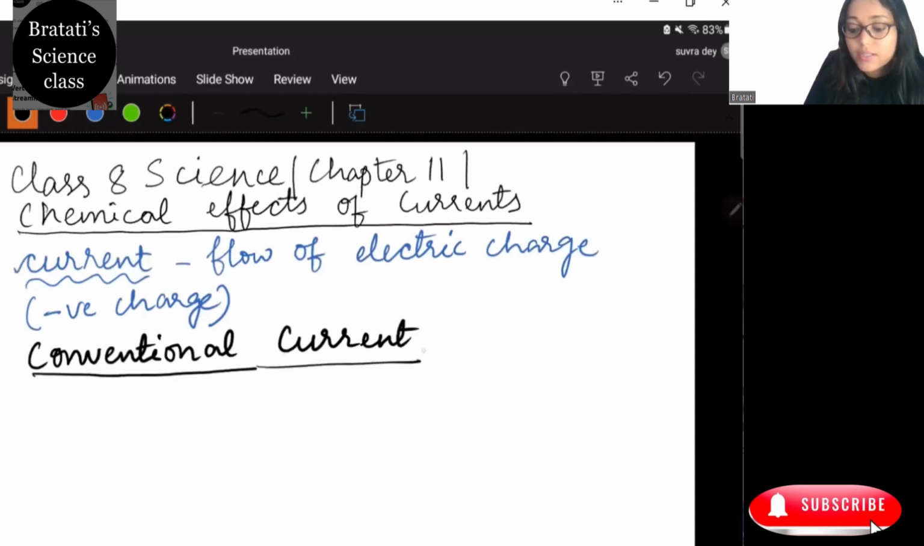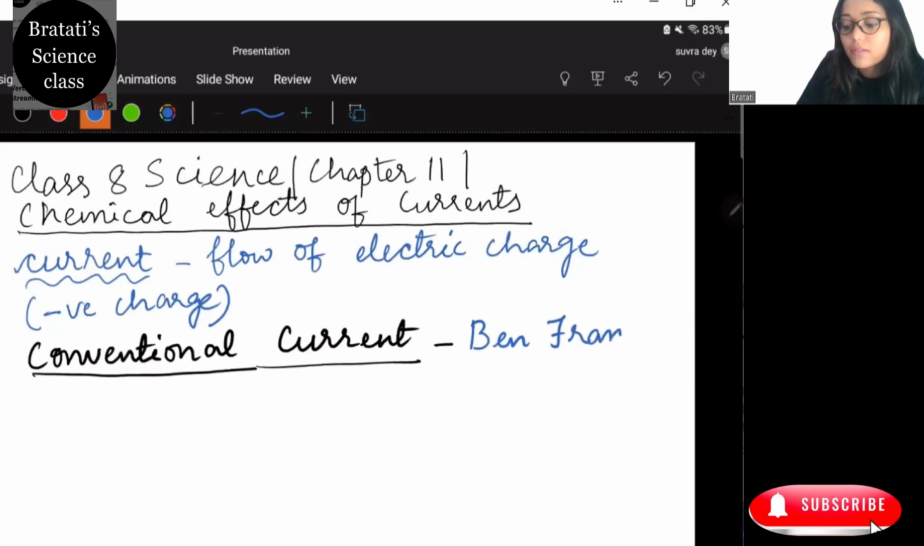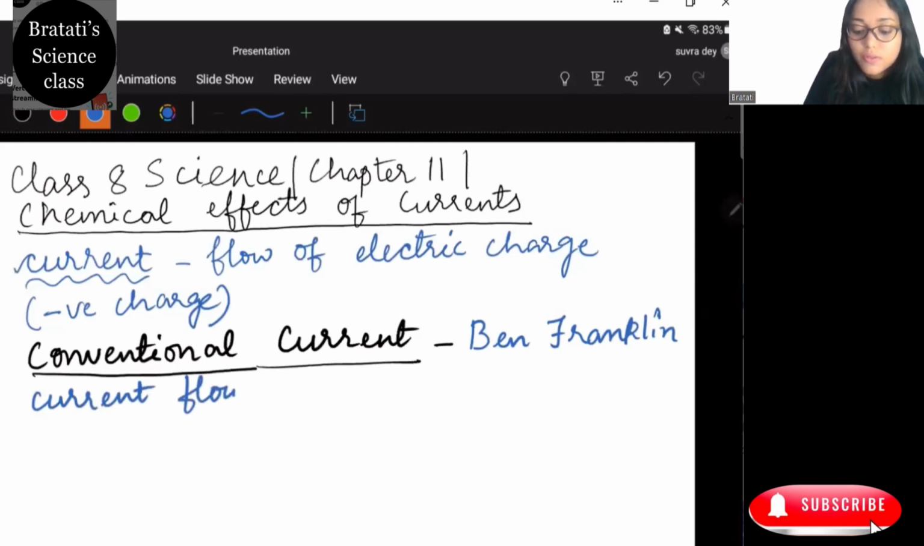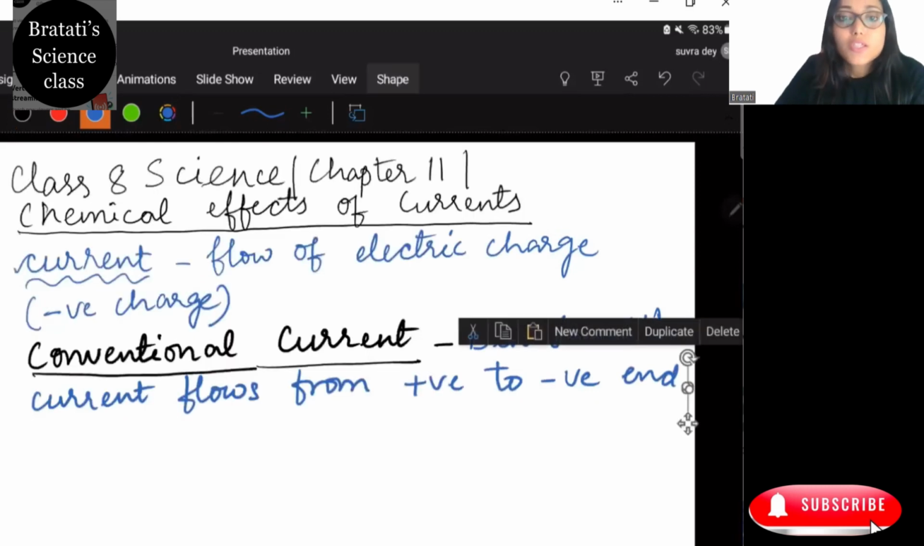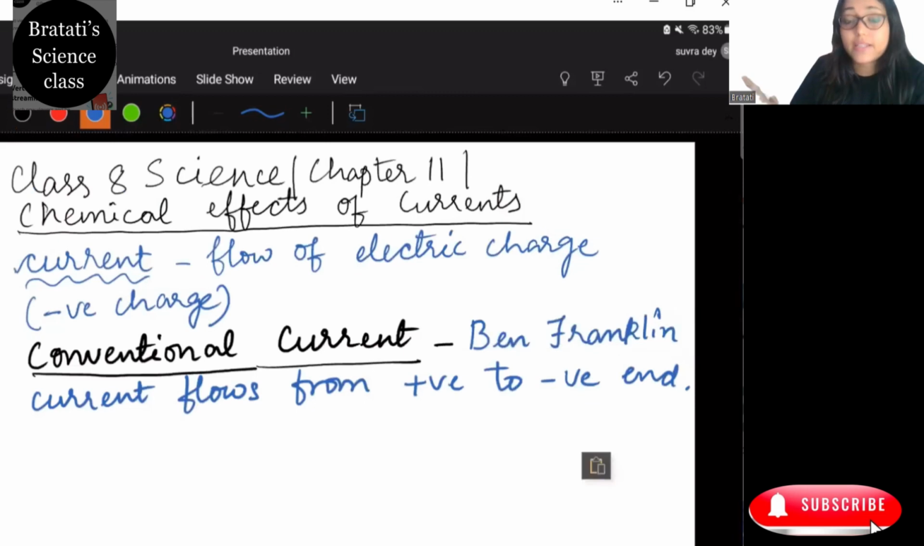Conventional current, here we are learning about Ben Franklin, the physicist. He said that current flows from positive to negative end.